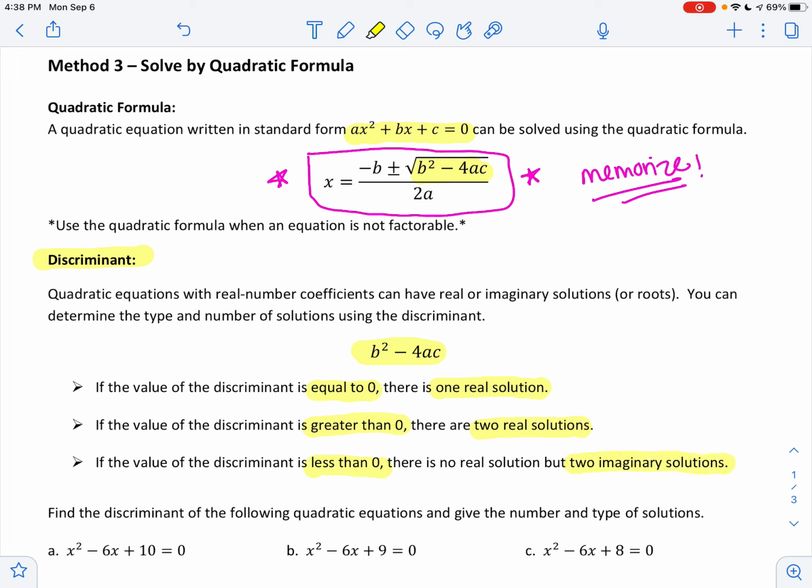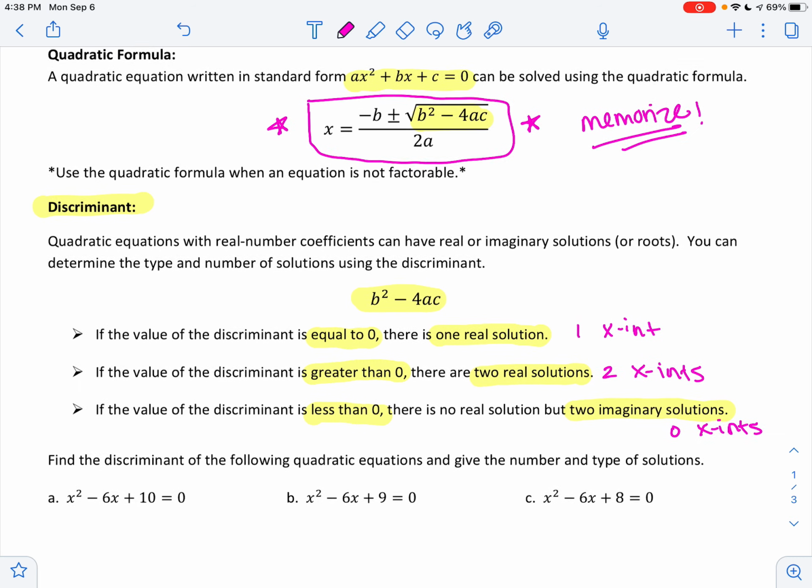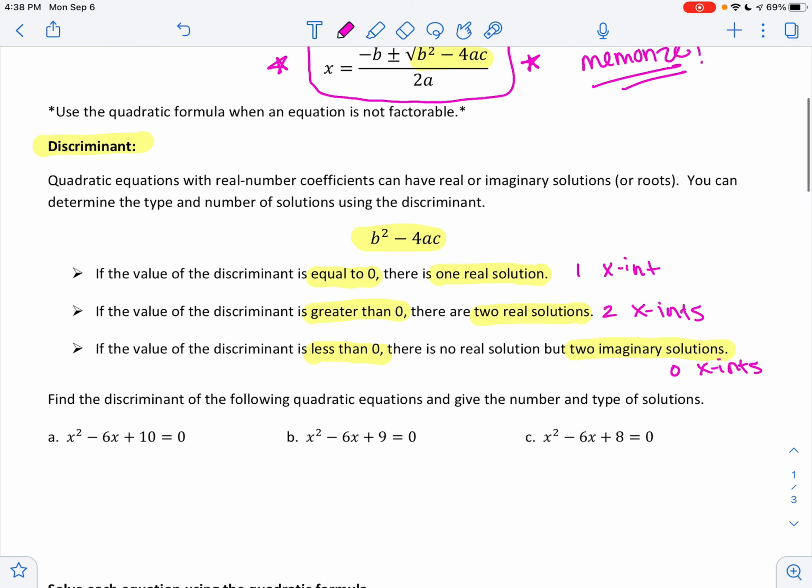And if the value of the discriminant is less than 0, then there will be no real solution, but instead two imaginary solutions. So when we have one real solution, that would mean that we would have one x-intercept. If we have two real solutions, then that means that we have two x-intercepts. And if we have two imaginary solutions, then we would have 0 x-intercepts.